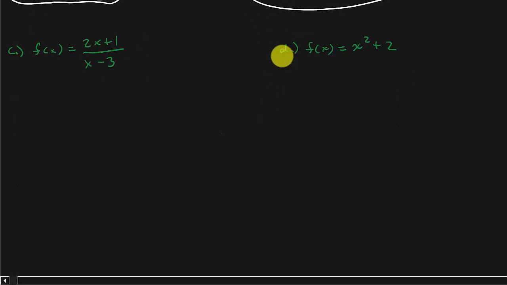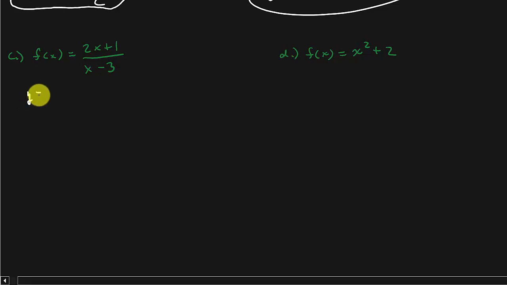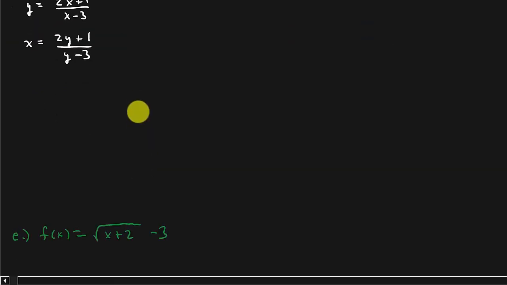All right, so how about this one? Well, let's see what we've got. So we've got y equals 2x plus 1 over x minus 3. All right, so now let's swap the x's and y's. So I get x equals 2y plus 1 over y minus 3. Now, to solve this, I can look at that as being over 1, and I can cross multiply. So I get x times y minus 3 equals 1 times 2y plus 1.